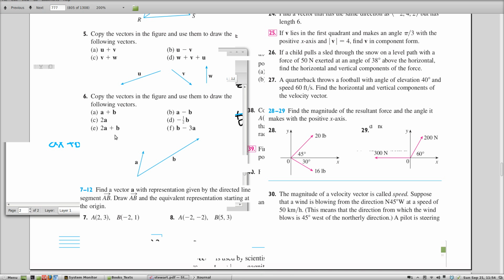You definitely need to be able to do number 5, and it's similar. So what's the geometric meaning of u plus v? It's just the same as taking v and putting it on the end of u, like that, and then the answer is the vector that connects the base of u to the tip of v when it's put at the end of u.